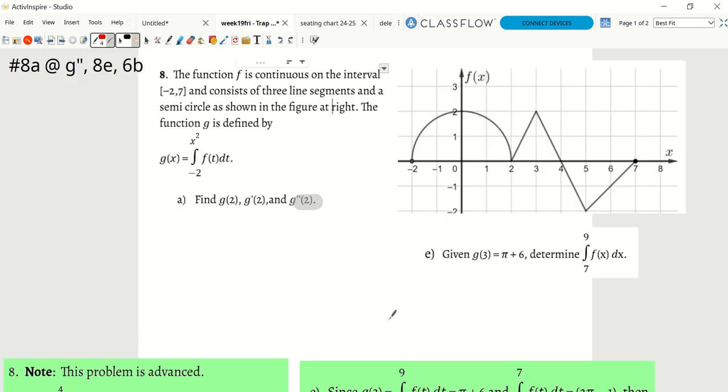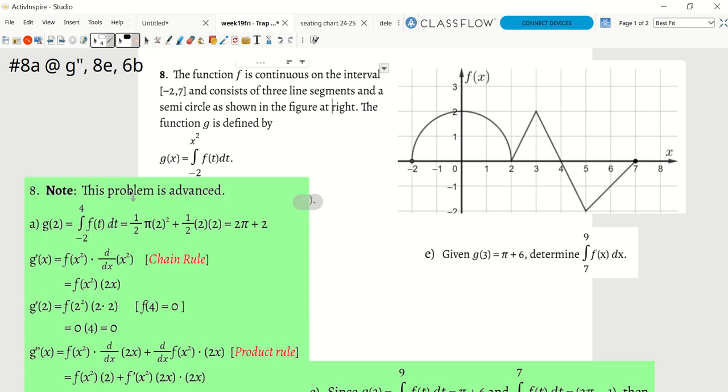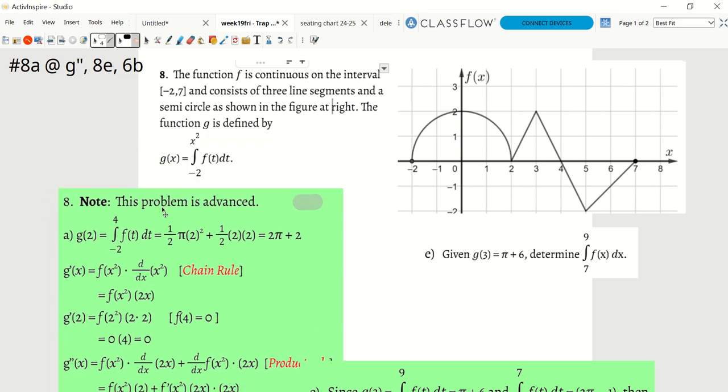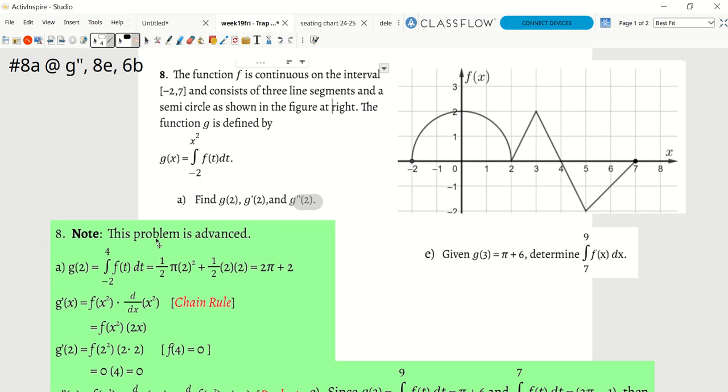All right, let's talk about 8A, okay? 8A has 3 parts. The third part is slightly challenging, but let's just talk about the first 2 parts, which are not bad at all. Okay, G, so we got this right here, okay? G of 2 is easy. Plug in 2 here, plug in 2 there. 2 squared is 4, hence it is 4.